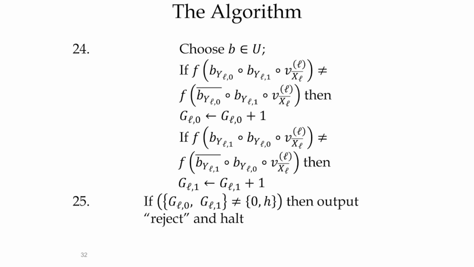What we expect is an increase in only one of the counters, GL1 or GL0. So in line 25, we expect to get either GL0 equals 0 and GL1 equals h, or the other way around, GL0 equals h and GL1 equals 0.